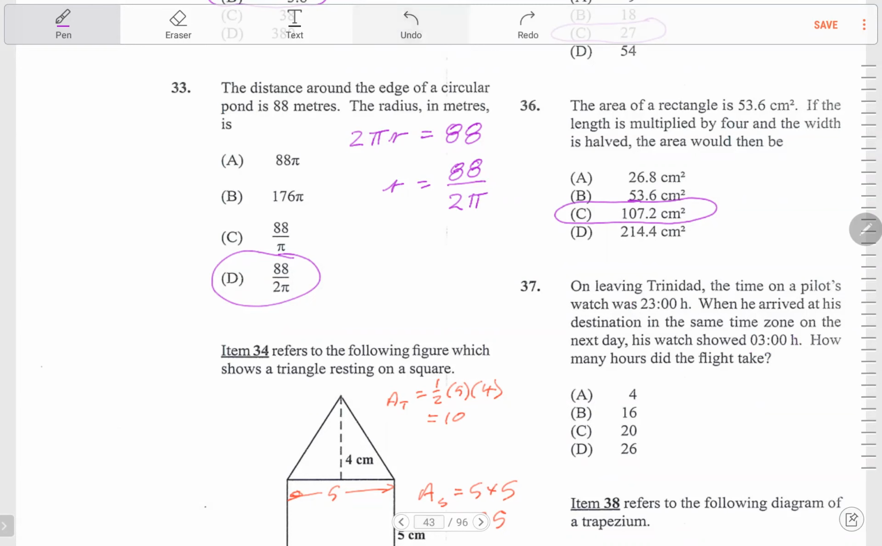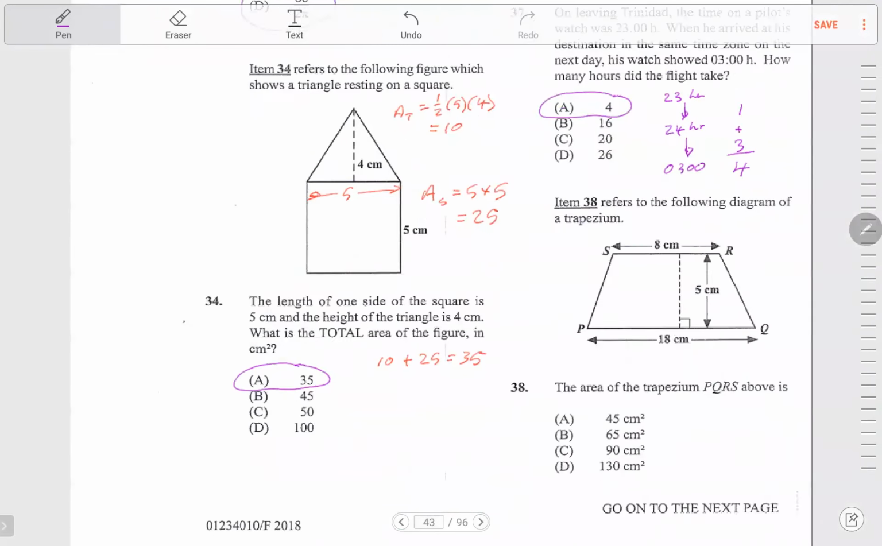If we were to set it out, from 23 hours to 24 hours is 1 hour. And then from 24, the start of the new day, you go to 03:00. That is 3 more hours. You add them, so that is 4 hours. So the answer is 4. This is pretty straightforward. They don't even need an explanation.